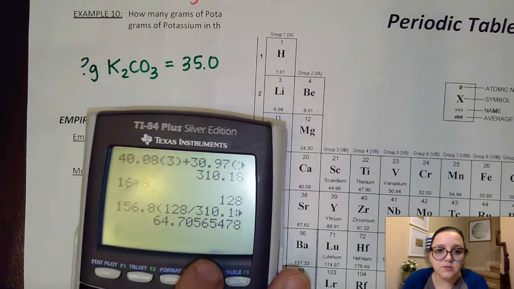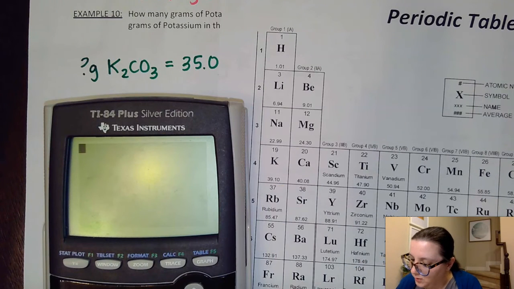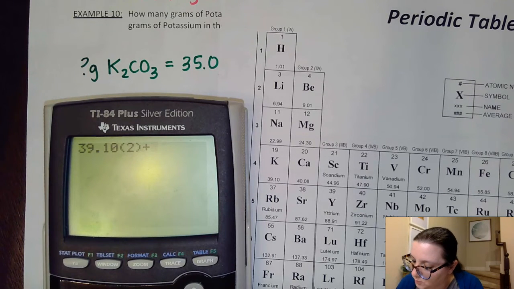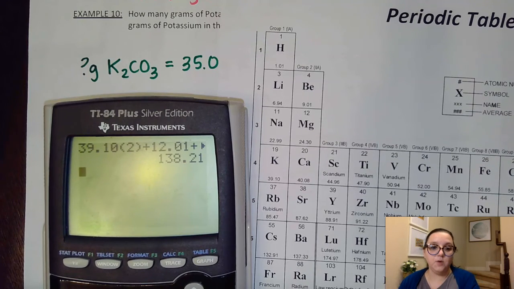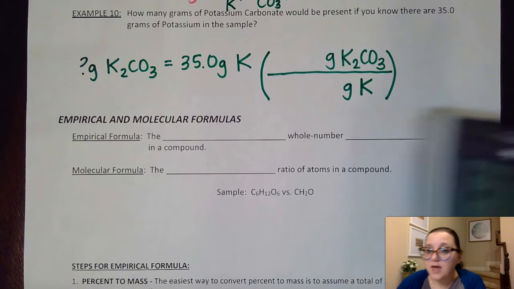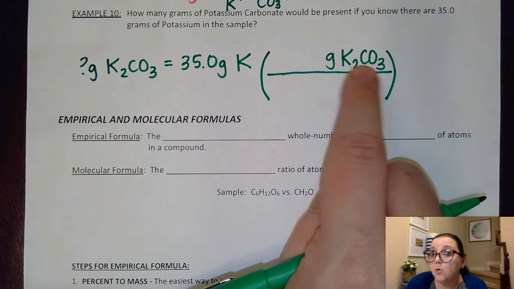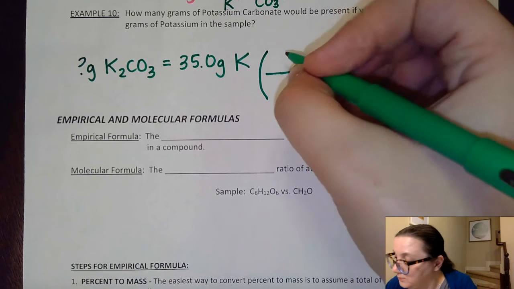So for the K2CO3, I have 2 Ks at 39.10 apiece. I have carbon, which is 12.01, and then 3 oxygens at 16, and there's 3, and that gets me a total molar mass here of 138.21. But think about this time where that goes. That's going to go with the total molar mass. That's the molar mass of the K2CO3 altogether.